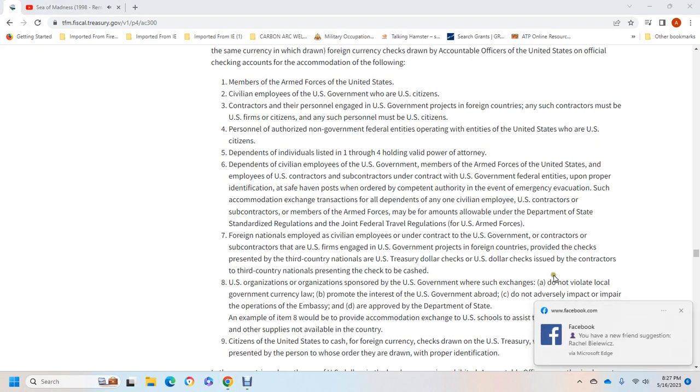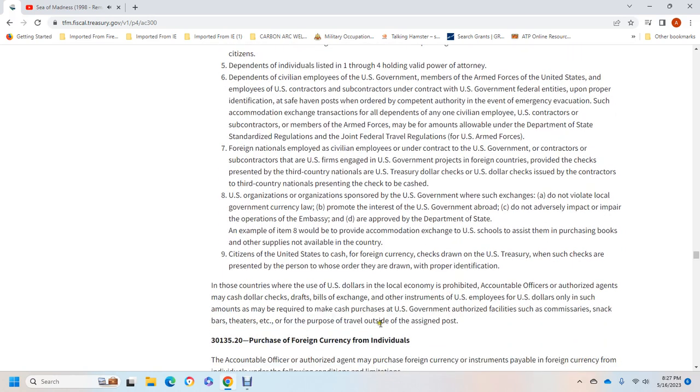And they must not adversely impact the operation, subject to review by the Department of State. For example, the review would cover the compensation provided and the exchange with the U.S. school, with the specific purchasing of other possible supplies not available in the country.